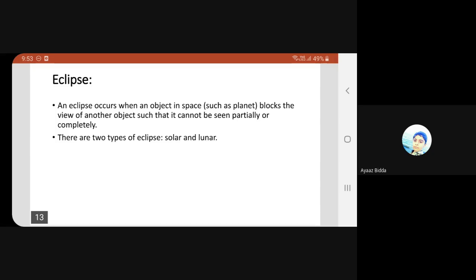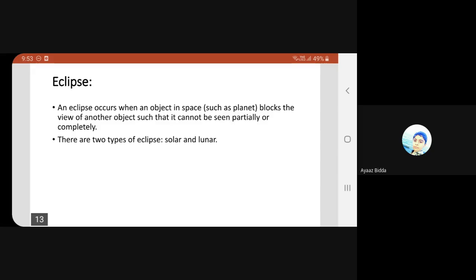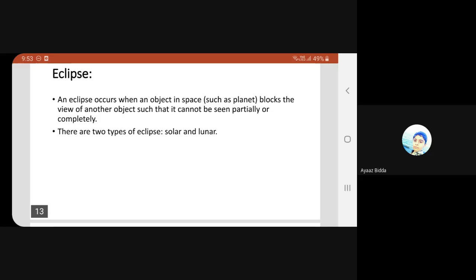So now the same thing happens in the case of an eclipse. See, there are so many things present in space. When one object present in space blocks the view of another object, so that we are not able to see that particular object, that situation is known as an eclipse. Especially we can see from the earth the sun and the moon, correct? And when we are not able to see them completely or partially, then this kind of eclipse occurs or happens. There are two types of eclipse: solar eclipse and lunar eclipse. Let's learn the detail.